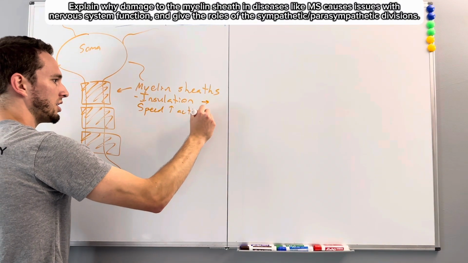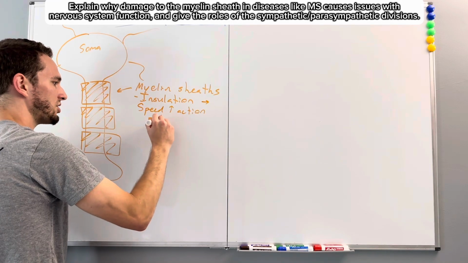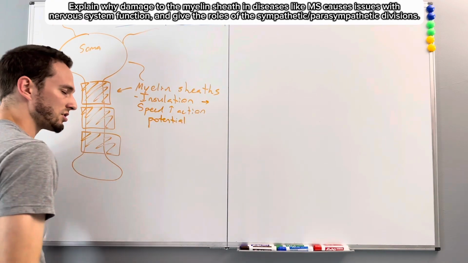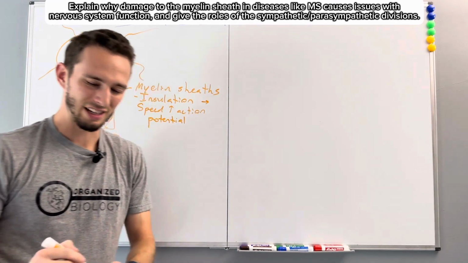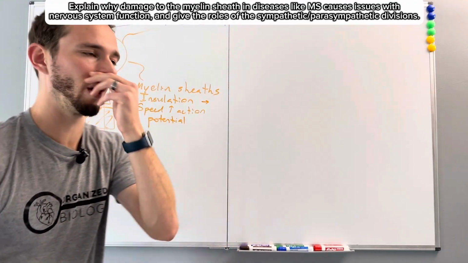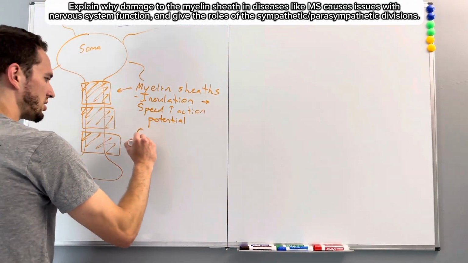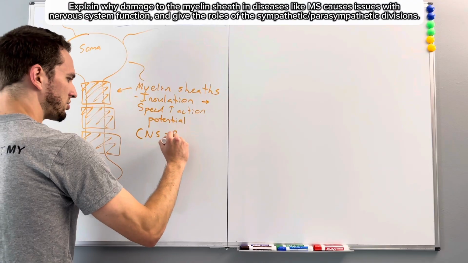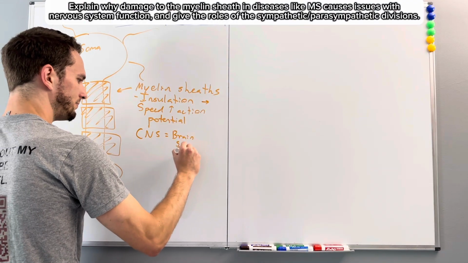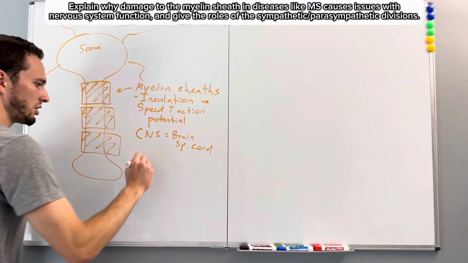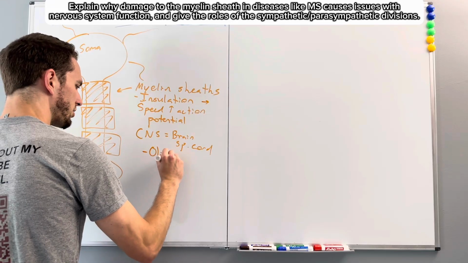Okay, now one question you may get on a test is, hey, what produces the myelin sheath? Well, it's kind of a trick question because it depends on where it's at. If we are in the central nervous system, this is basically the brain and the spinal cord, you will have cells called oligodendrocytes.